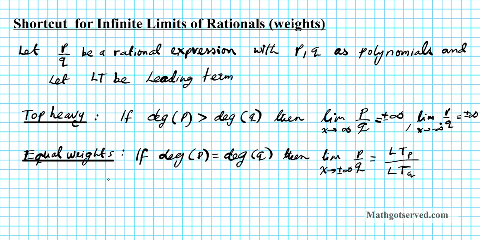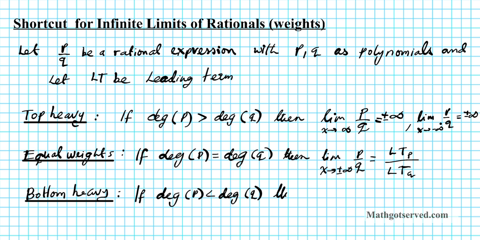Okay, and then the last one is bottom heavy. Now, what's the solution? This one is nice because you know exactly what the result is going to be. There isn't any ambiguity here regarding the answer. So if the degree of the numerator is less than the degree of the denominator, you have a bottom heavy situation, then the limit as x approaches plus or minus infinity of p over q is simply going to be 0. So 0 has no orientation, the answer is just 0.